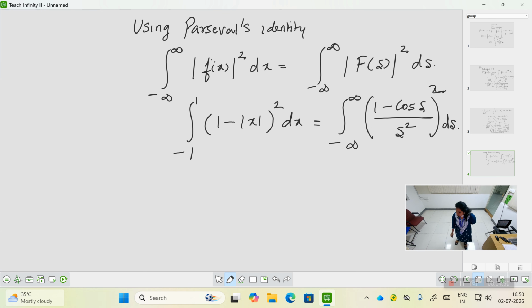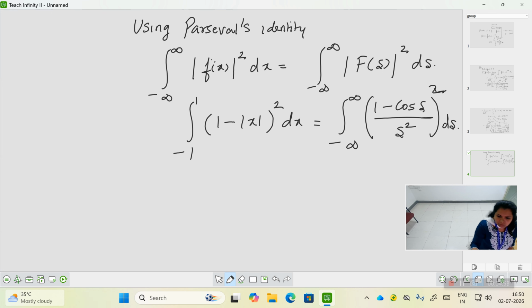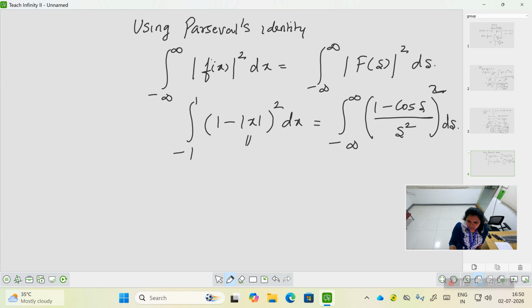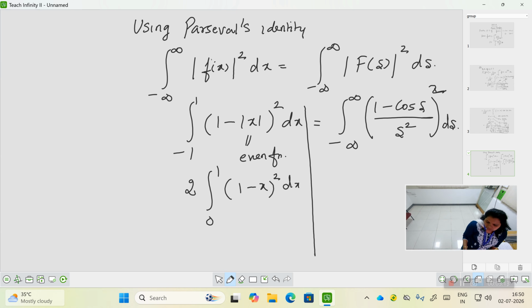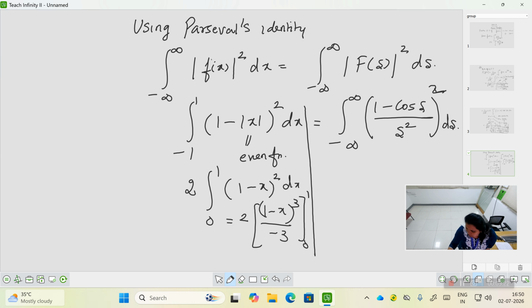Once again this is an even function. So how can you calculate now? Twice the integral from 0 to 1 of (1 − x)² dx. We will calculate only this part. Integrate: 2 times (1 − x)³ divided by −3, from 0 to 1. Apply the limits, upper limit minus lower limit, and you get 2/3. So we got the LHS as 2/3.